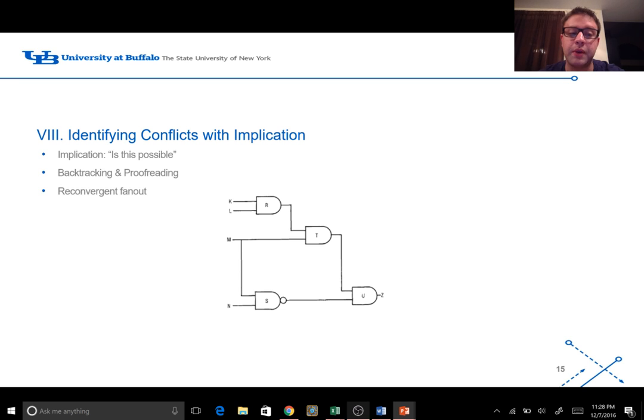Again, this comes to backtracking and proofreading. Something that the D algorithm tries to use in order to fight issues like this is called implication, which is essentially an automated feature that just says, is this possible? So in other words, when you go to propagate to the end and then backtrack back to the inputs, at every step along the path there, it checks, is it possible for both of these inputs to be happening simultaneously? And if the answer to that question is no, then unfortunately the test has to stop.